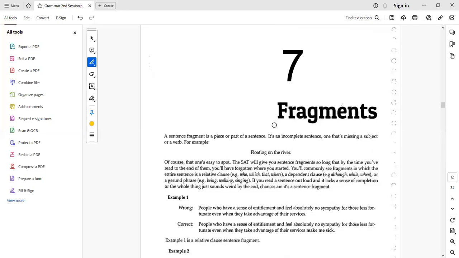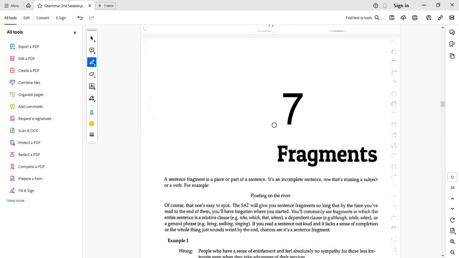Okay, fragment. We talk about the run-on. The two independent clauses come after each other. Between them, there is a comma or nothing.